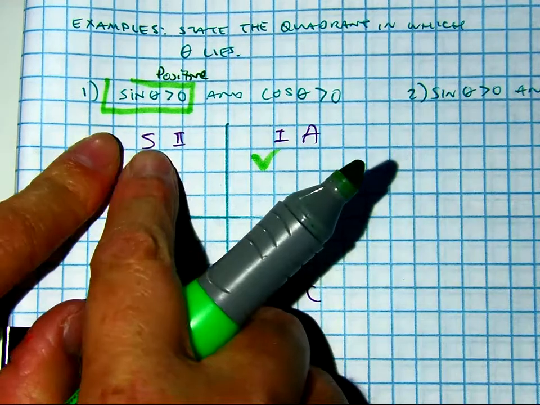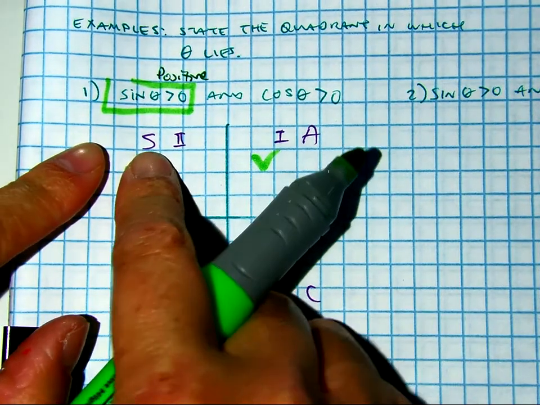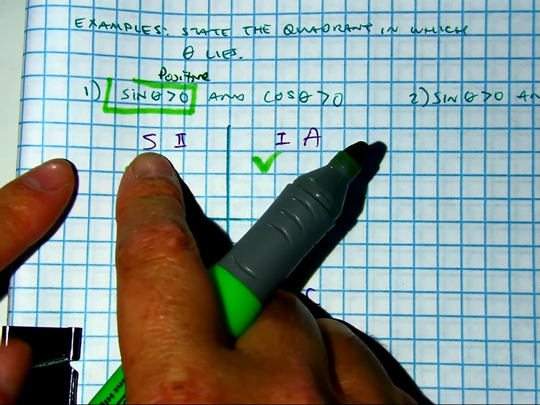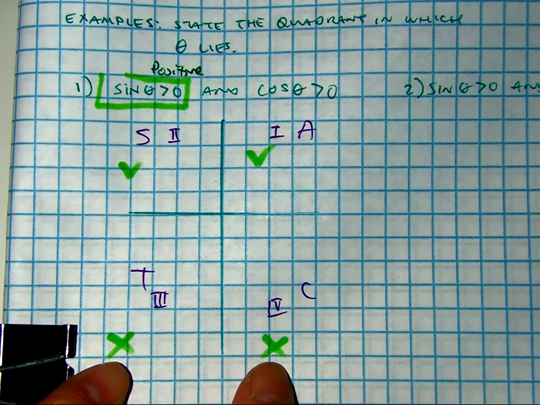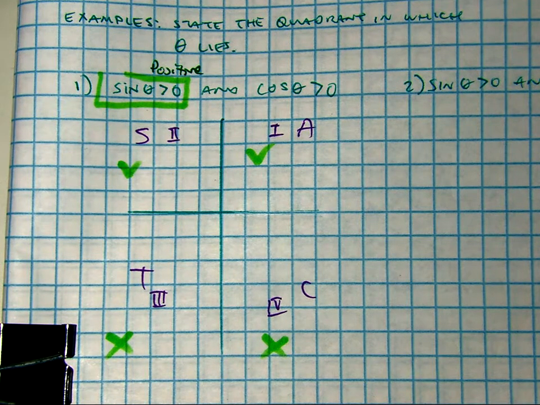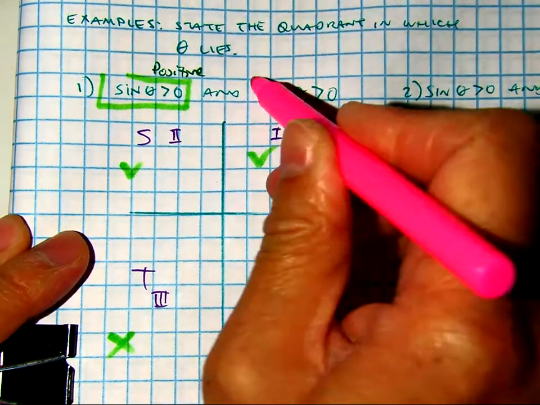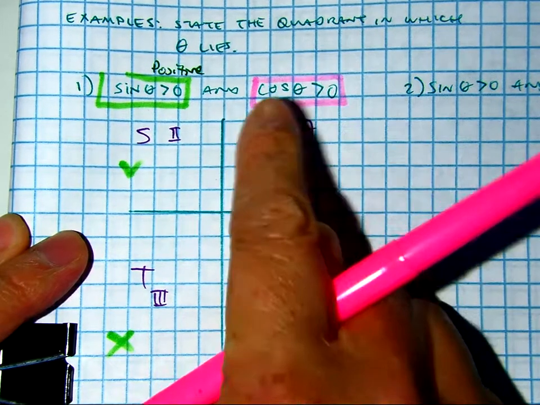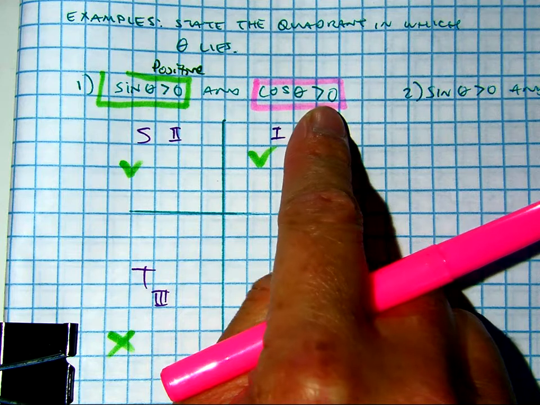And sine is positive here in quadrant 2 because that represents sine and its reciprocal identity, cosecant. Here, in these two quadrants, it's negative. So checks for yes, X's for no's. Let me do cosine. Saying cosine of the angle is greater than 0. Class, what does greater than 0 mean?